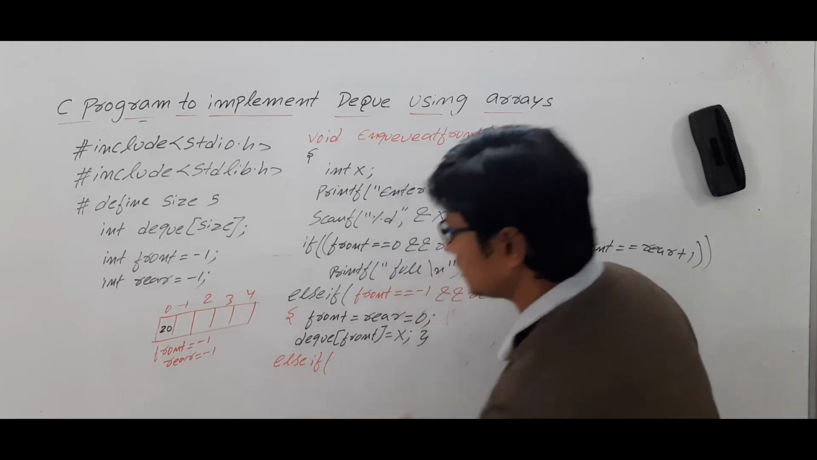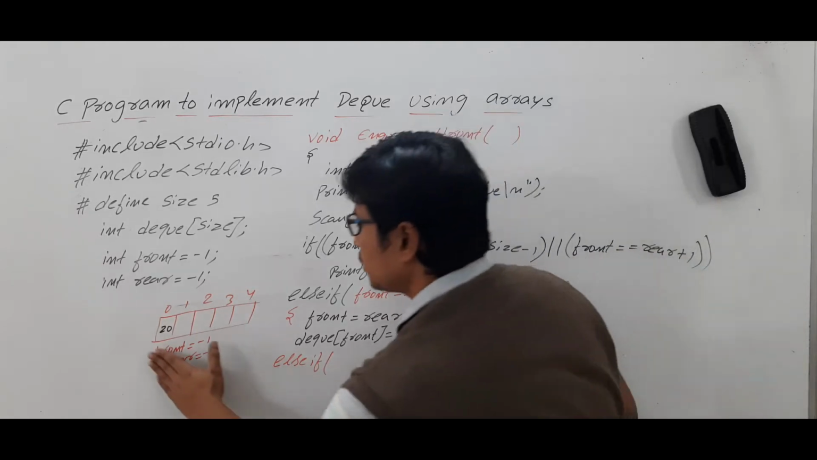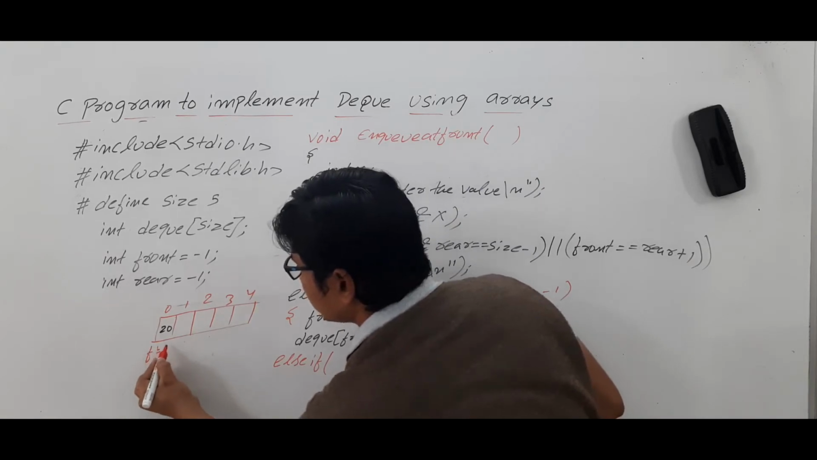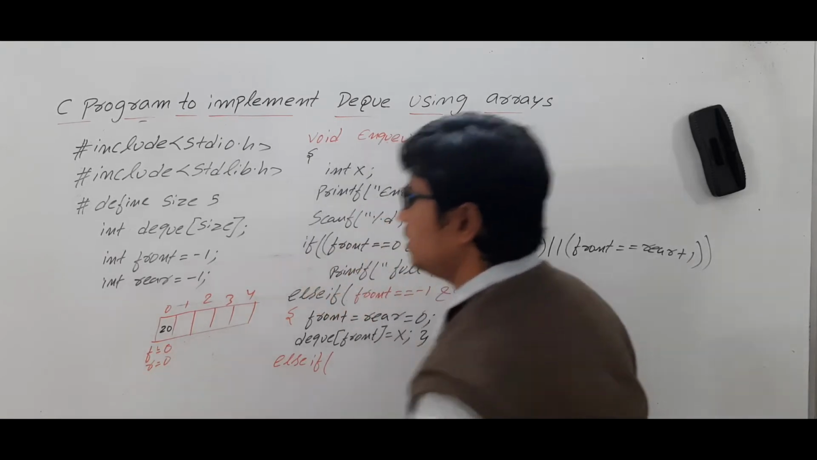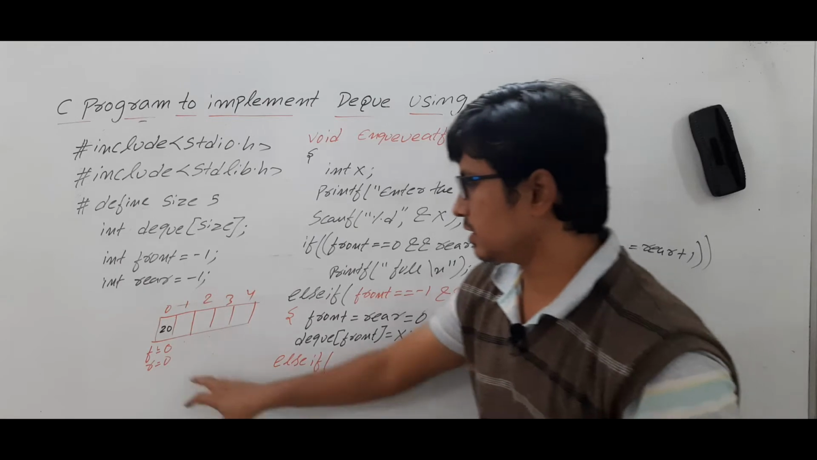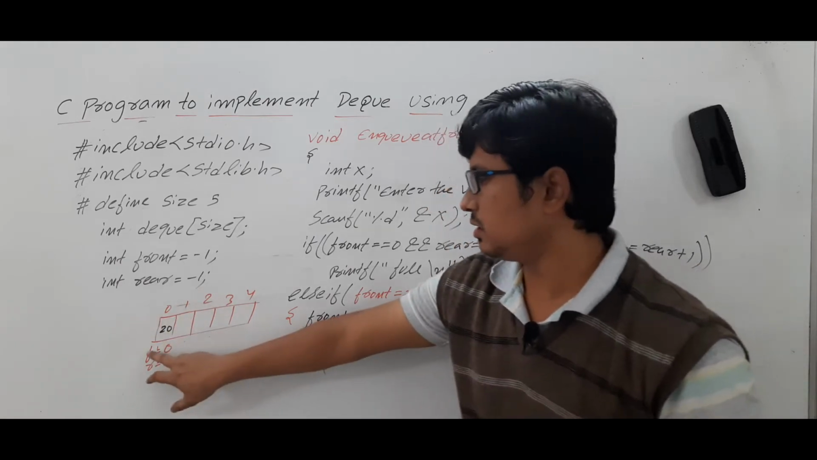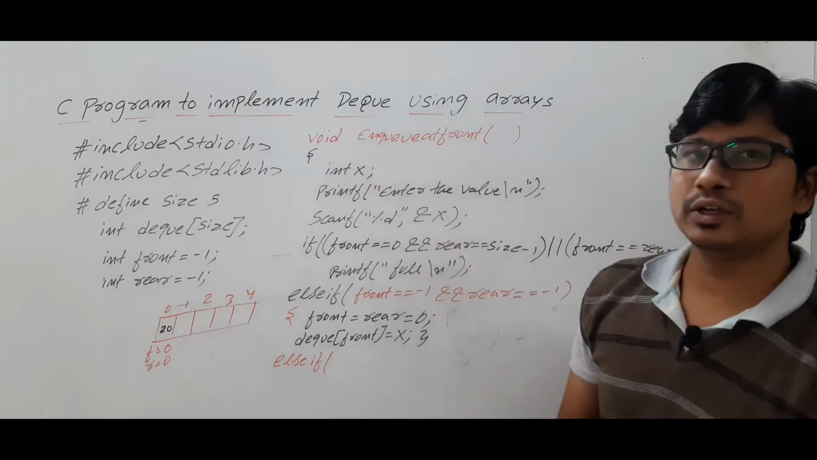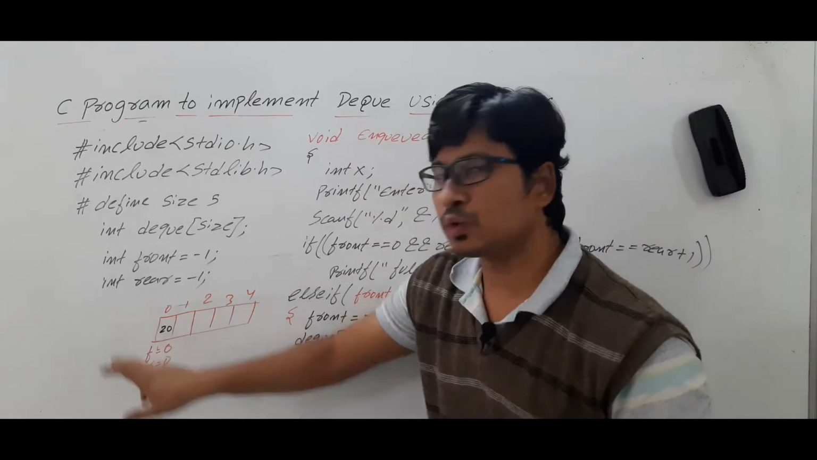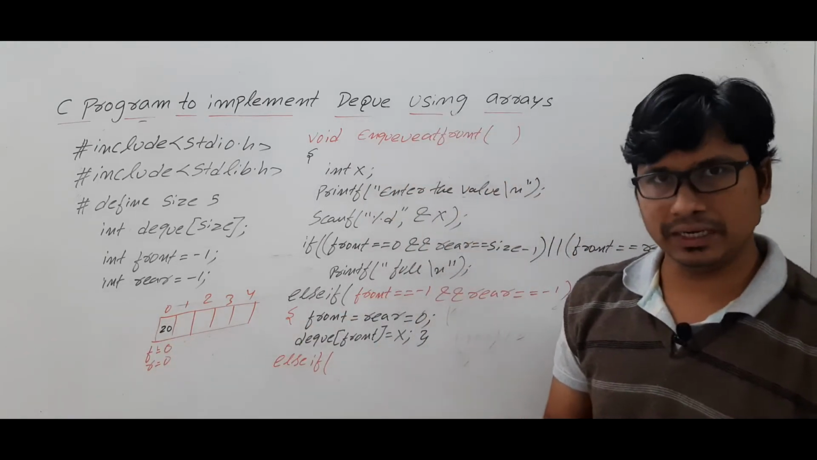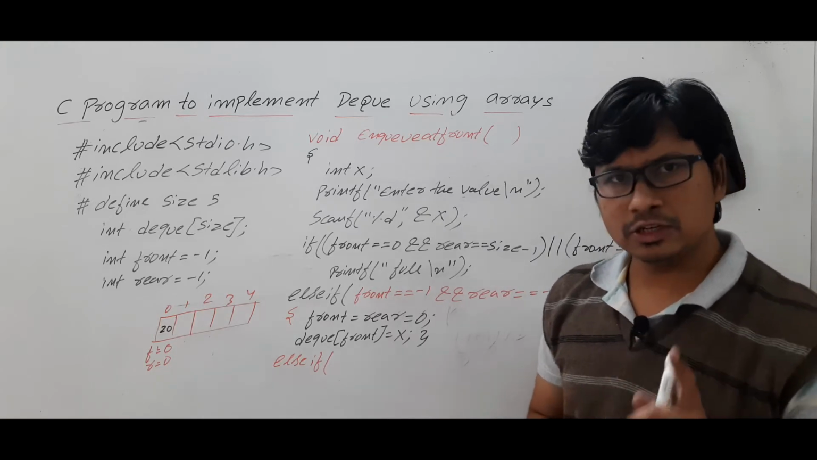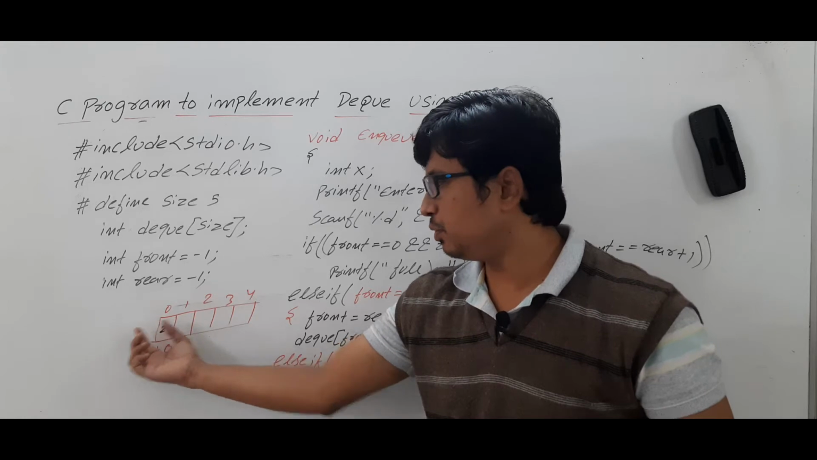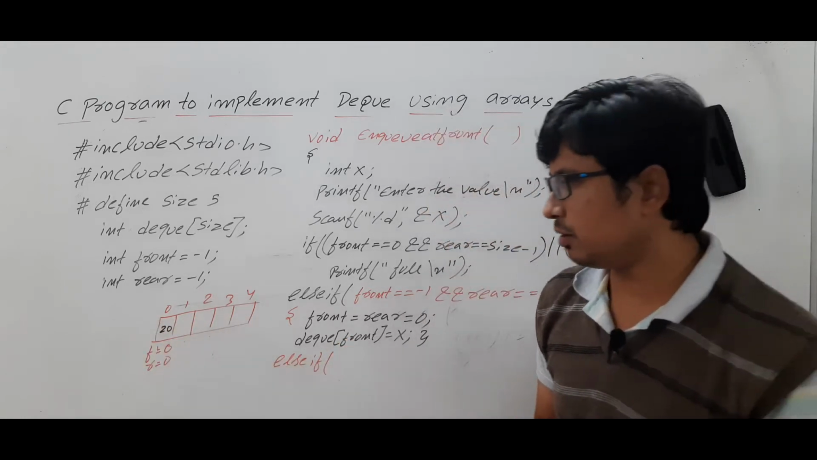Now let's take that you have inserted the element 20. Now front and rear, let me write them as f and r. Now front is equal to 0, rear is equal to 0. So this front and rear are pointing to this one. Now someone has asked you to enqueue at front, meaning before 20 you need to insert one element. Is it possible? Yes, it is possible, because it is a double-ended queue. At both sides we can perform the enqueue operation.